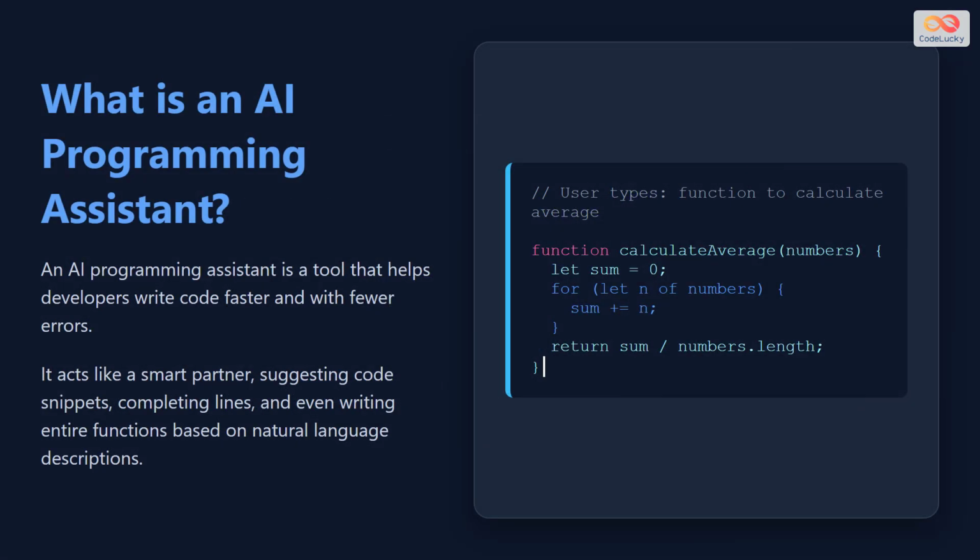So, what exactly is an AI programming assistant? Think of it as a highly intelligent partner that sits right next to you while you code. It is a software tool designed to help developers write code faster and with fewer mistakes. It can suggest small snippets, complete the line you are typing, or even write entire functions just by reading a description in plain English.